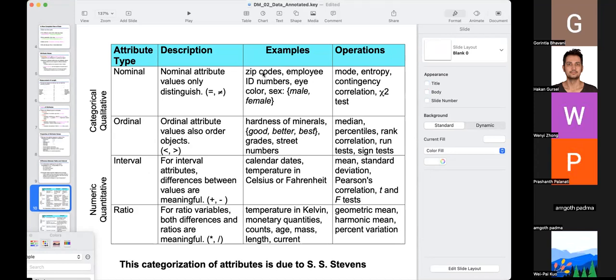So like we said, example nominal attributes are zip code, employee ID, male or female. Ordinal would be grades or good, better, best. Interval will be temperatures, and ratio: age, mass, length, and so on.